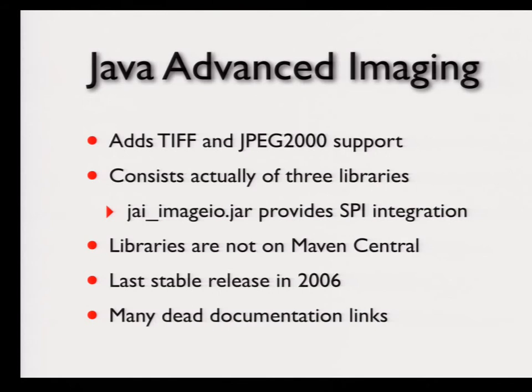The bad thing about Java Advanced Imaging is you don't find the libraries on Maven Central. And if you find download links, they're usually broken. And if you look for documentation, you usually find dead documentation links. And I think the last stable release was 2006. So in Java terms, this is ancient. You might mention it has many unresolved bugs, and there are many unofficial forks, and yeah.